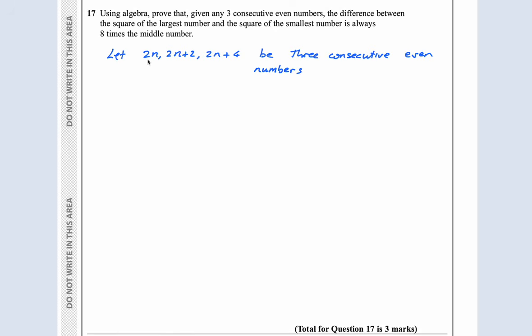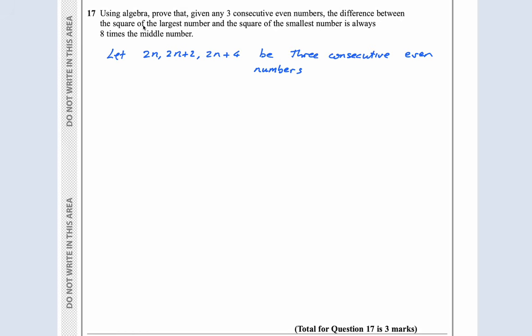Okay, why did I choose these numbers? Well, I multiply by 2 because that makes it even. And then I have to add on 2 and 4 because if I add on 1, it'll make it odd. If I add on 3, it'll make it odd. So I have to add on an even number. To get to the next even number, I add 2, and to get to the third even number, I add on 4. Okay, so if that makes sense, let's continue.